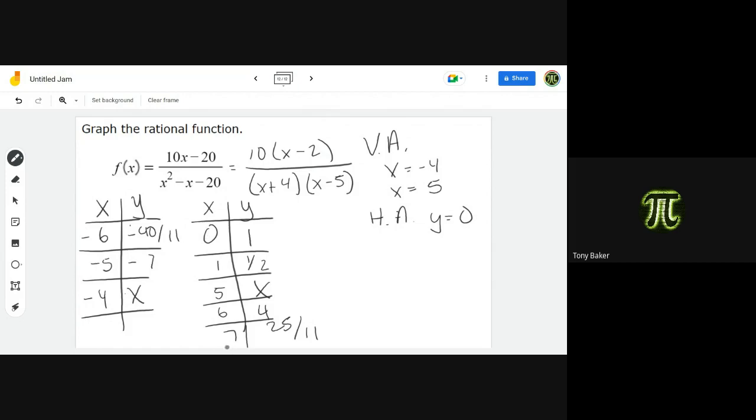Those are the numbers I chose. But again, it doesn't necessarily matter which points you choose. You just have to make sure you choose points that work in each section, and you have to pick points that will show up on the graph.